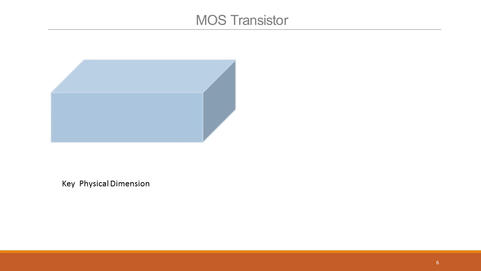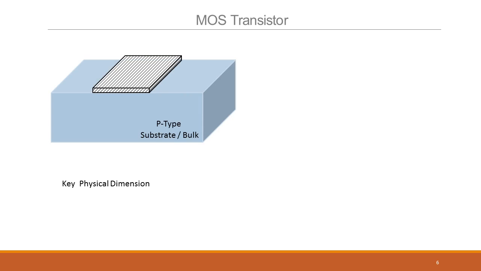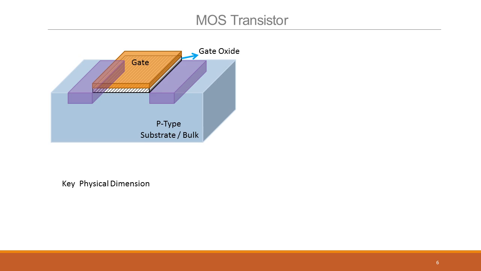So let's look at some cross section. We had the bulk, you had the gate oxide grown on it. Then we have the gate material deposited on it, which is typically polysilicon or metal. Then you have the source and drain implants done here. These were the majority carrier suppliers for the channel, right? So source and the drain.